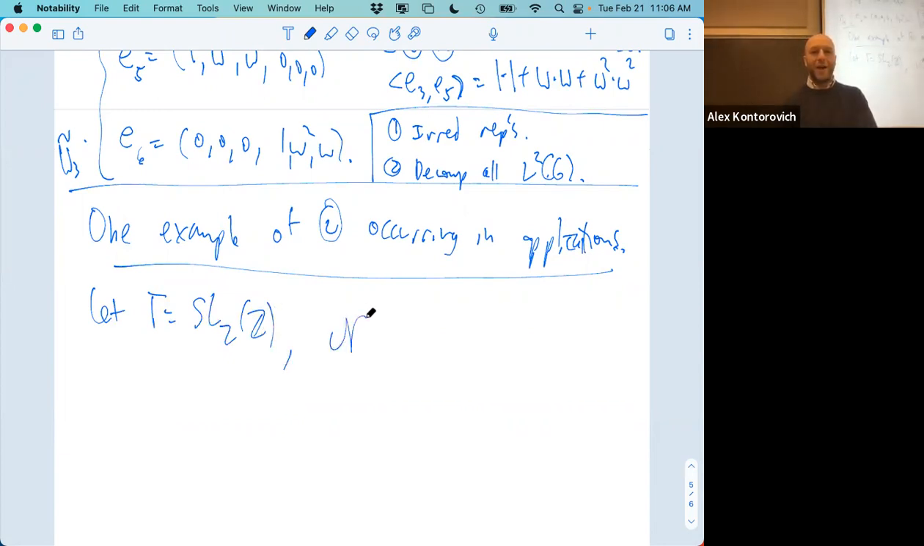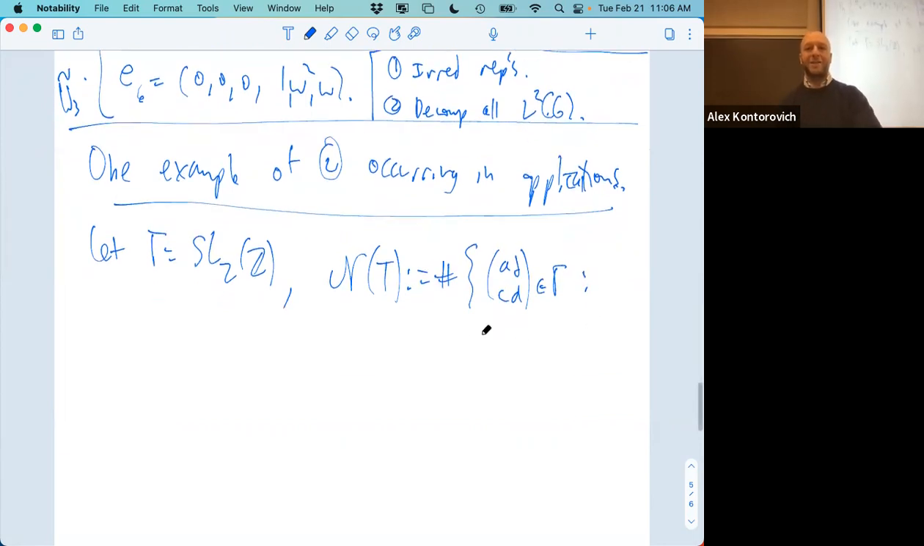And I want to know N of T, the number of matrices A, B, C, D in gamma such that, let's say, the L2 norm of the matrix is bounded by T. So the square root of A squared plus B squared plus C squared plus D squared is at most T, but I don't like square roots.